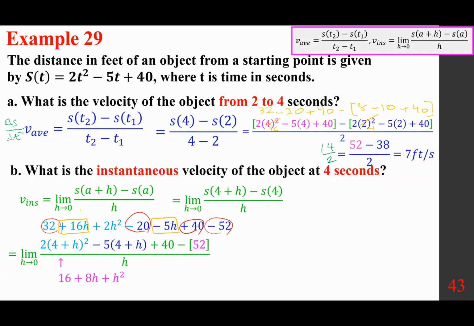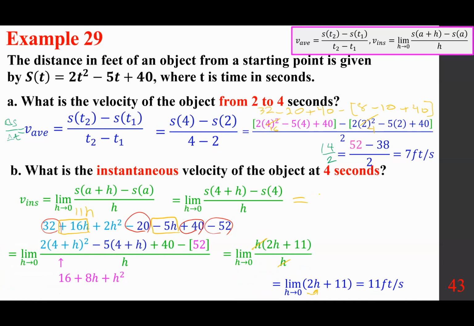16h and minus 5h is 11h. So in the numerator, we have 11h and 2h squared. We take the h out. So we can drop it from here and here. And now when you plug in 0, you get 11 feet per second.